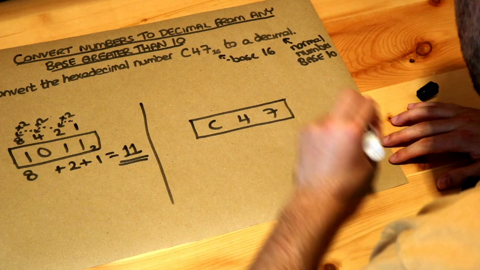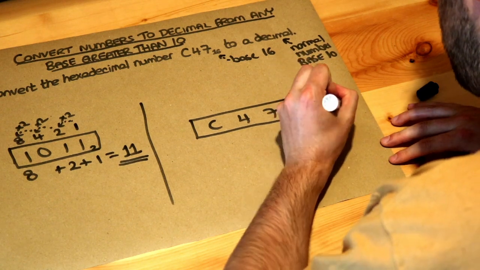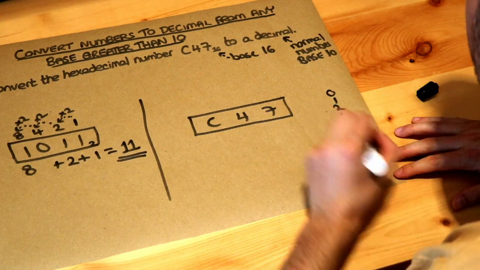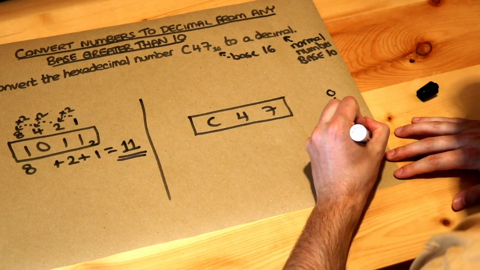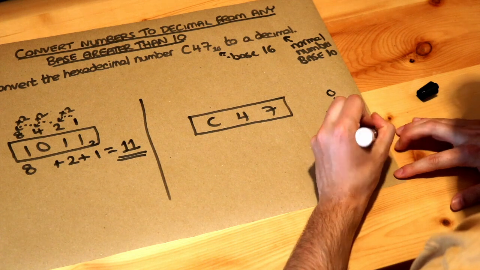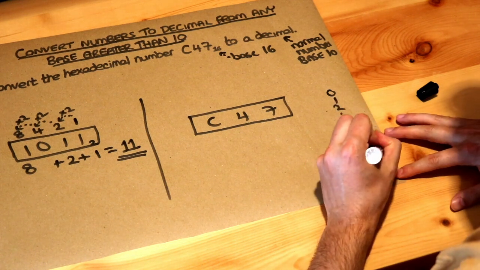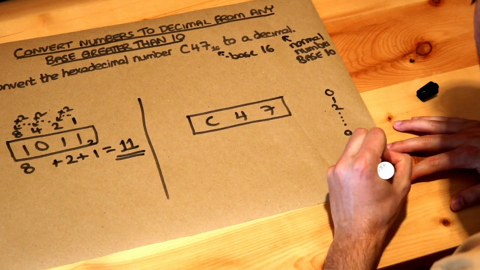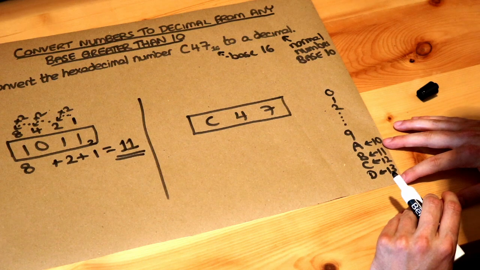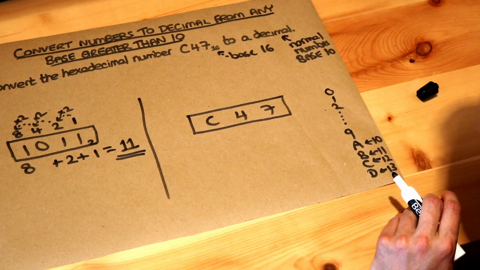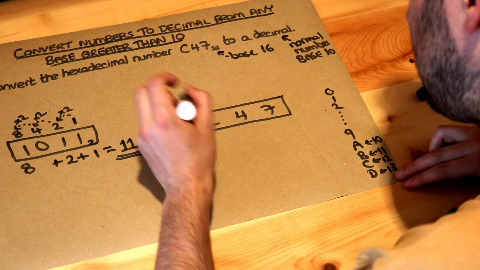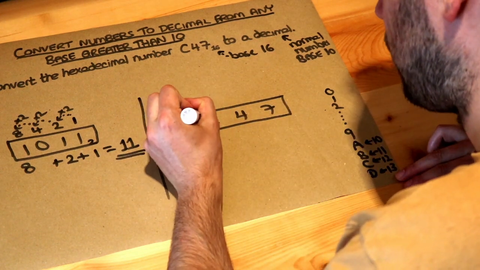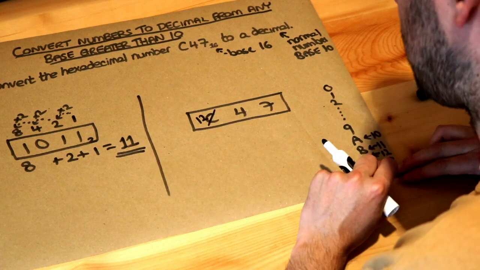So we have 0 to 9, so 0, 1, 2, 3, 4, 5, up to 9. And then after 9, it goes A, so A is worth 10, and then it goes B, so it's worth 11, C is 12, D is 13, and so on, all the way up to F, which is 15, and that's the highest you can go in hexadecimal. So this C is actually worth 12, so I'm going to cross out this C and put a 12 to say that the C is worth 12.